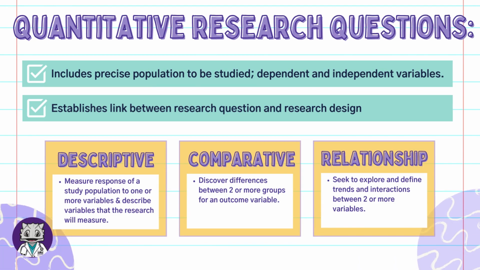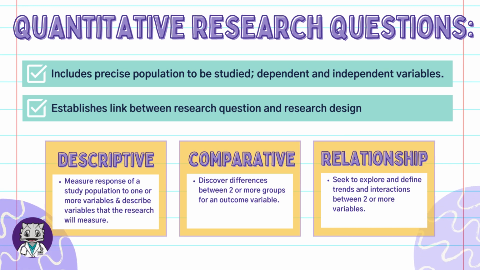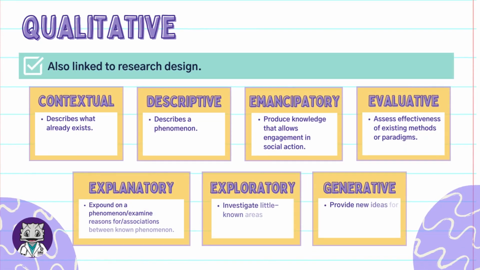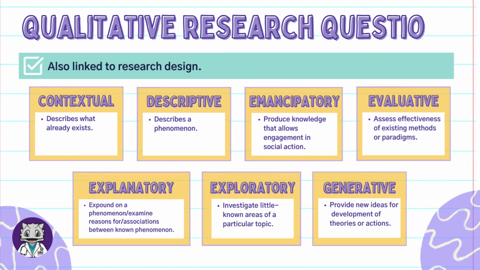Descriptive research questions will describe research variables and measure response of a study population to one or more variables. Comparative research questions will discover the differences between two or more groups for an outcome variable. Relationship questions seek to explore and define trends and interactions between two or more variables. Let's take another look at qualitative research questions.